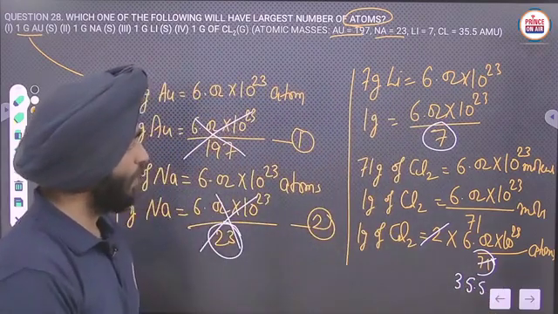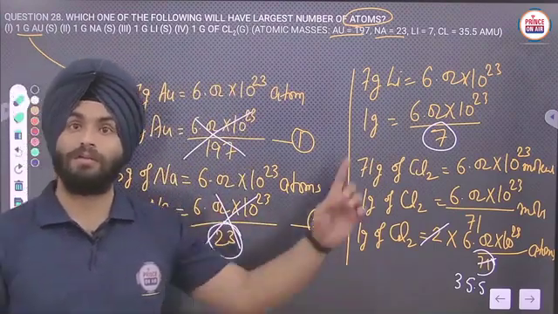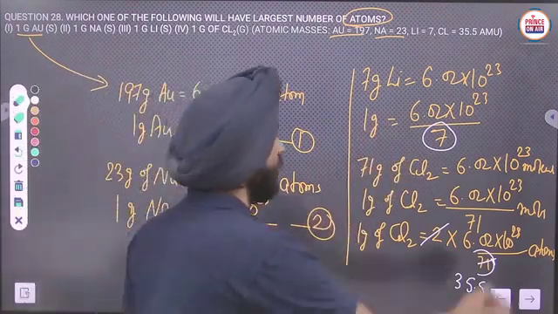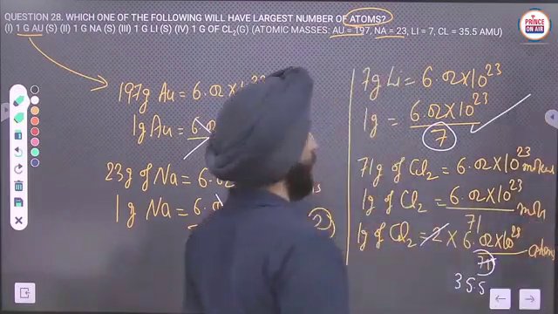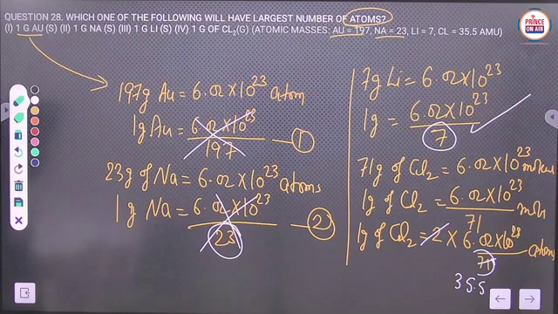35.5 now. Now which is having the lowest denominator? This one. So the lithium will carry the largest number of atoms. Okay, that will be the answer here. Here, lithium will carry the largest number of atoms.